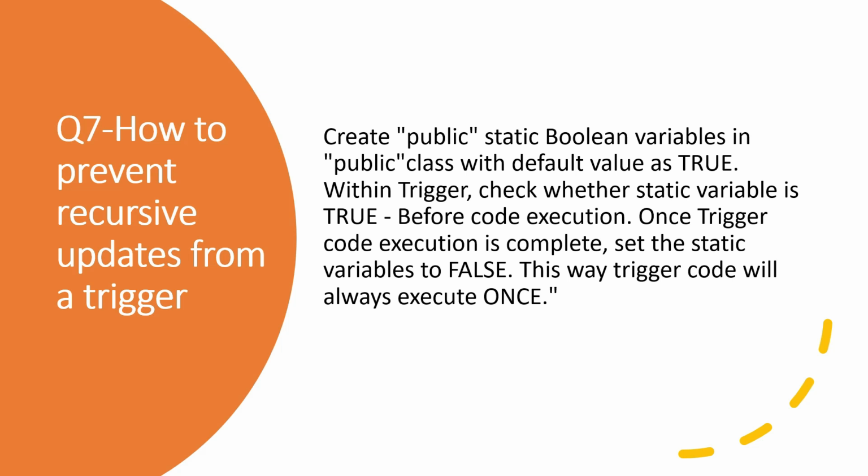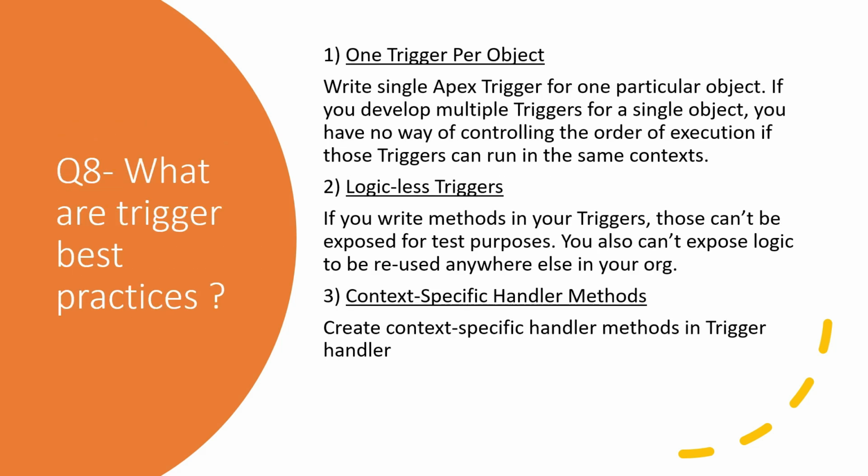How to prevent recursive updates from a trigger? So we can create a public static boolean variable in a public class where the default value is true. Within the trigger, check that the static variable is true before code execution. Once trigger code execution is completed, we can set the static variable to false. This way, trigger code will always execute once.